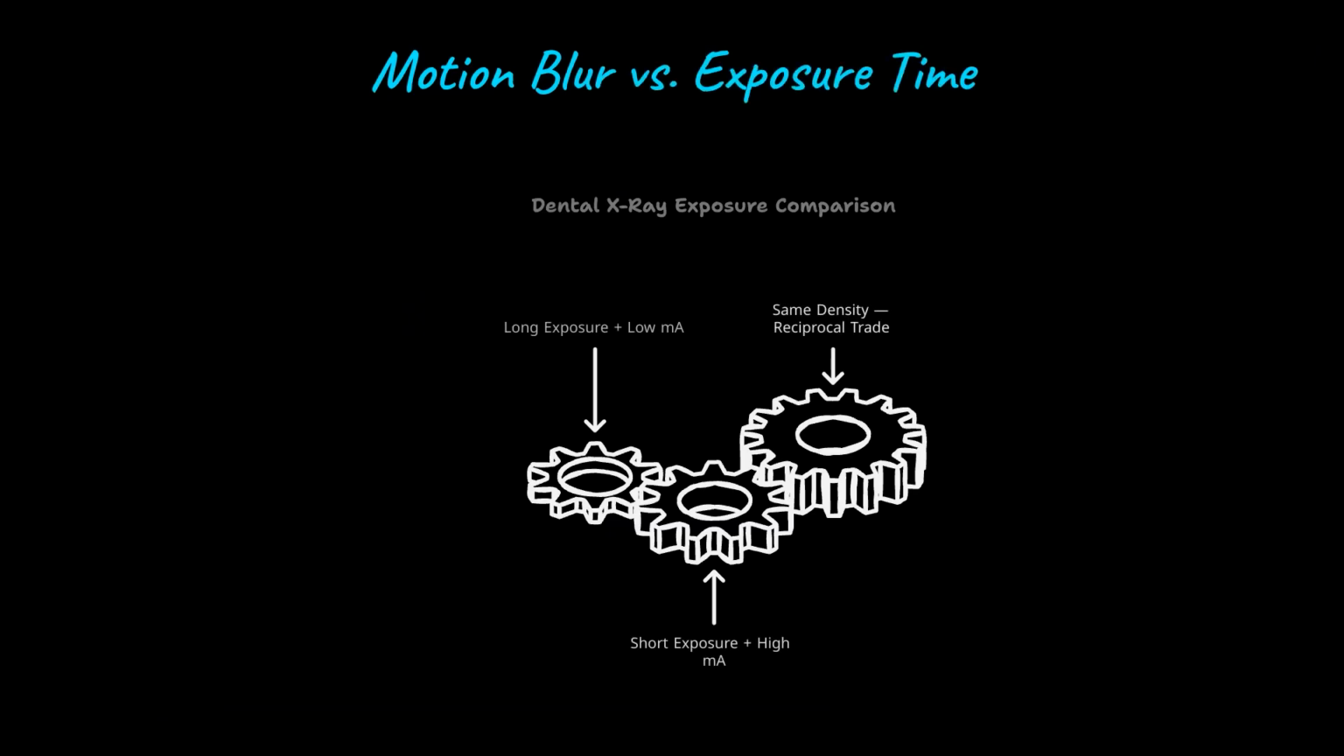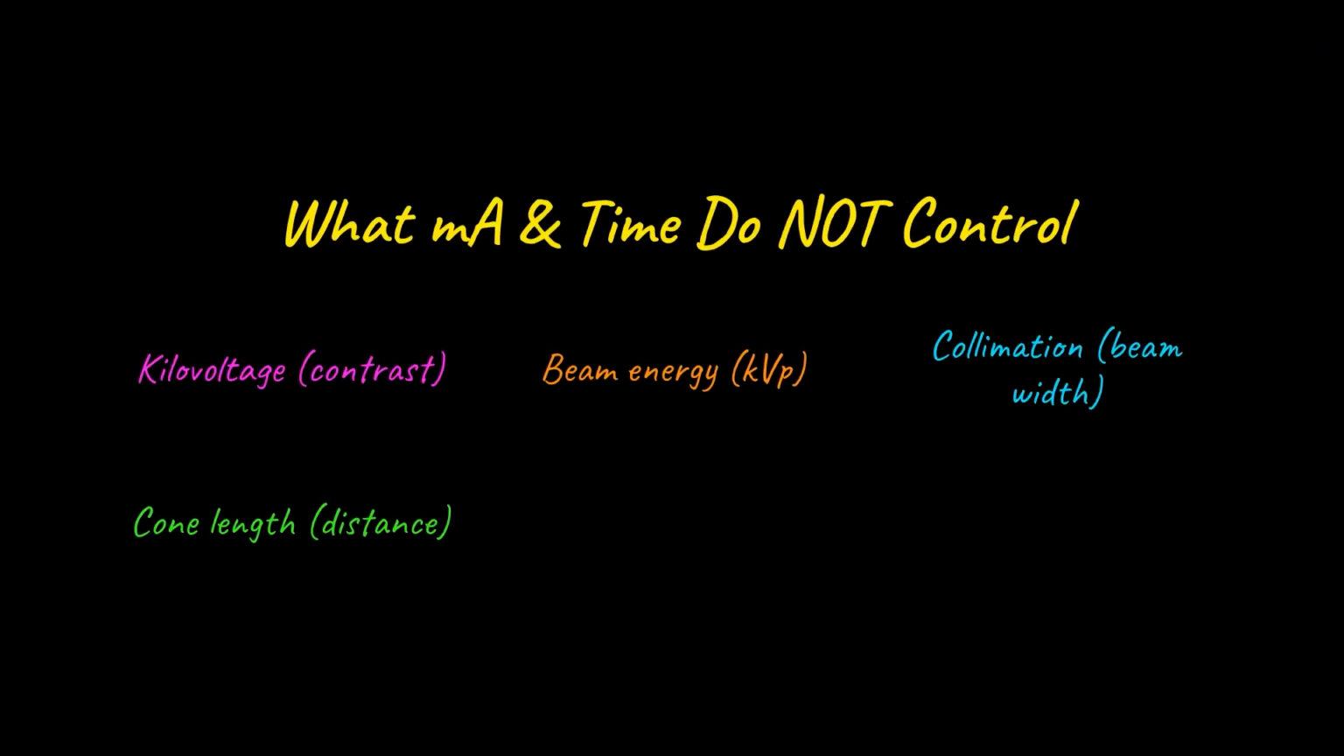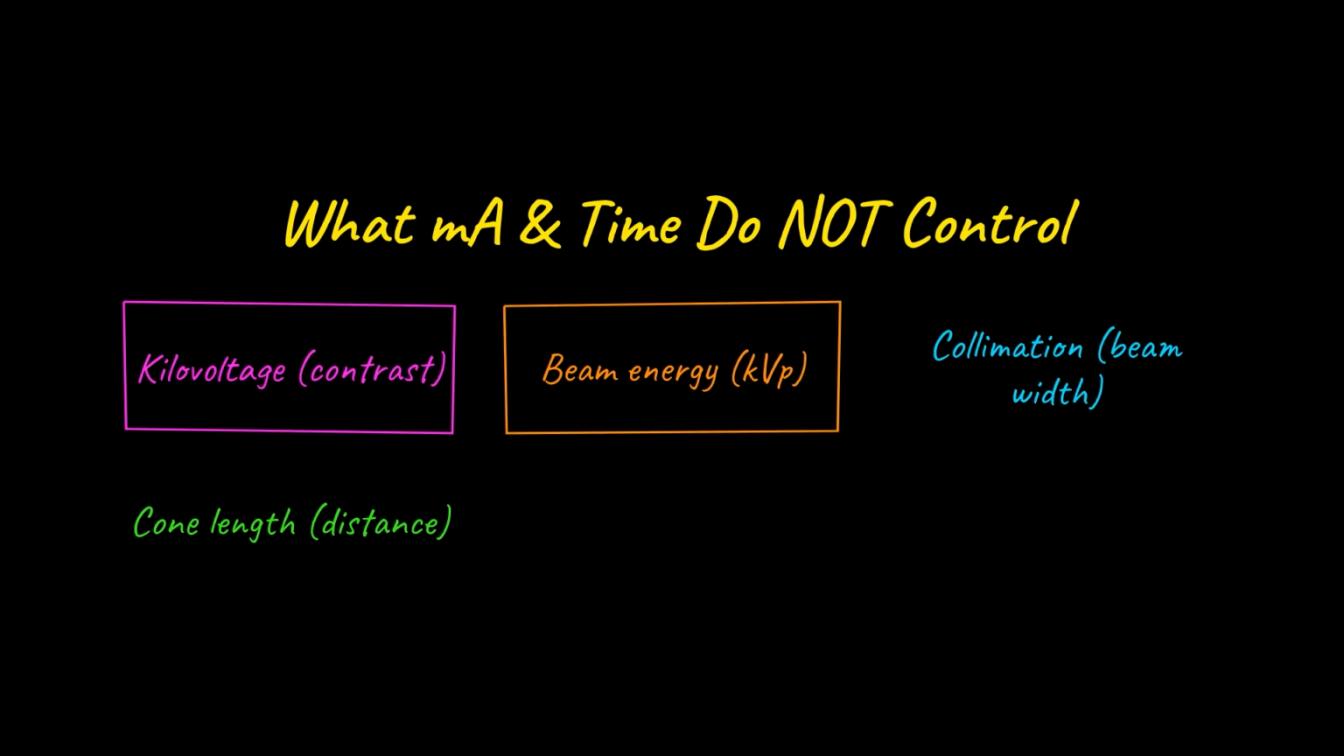A high milliamperage paired with a short time deposits the same number of photons as a low milliamperage over a long time. This reciprocal trade gives operators flexibility to shift between combinations without changing the final image density. The clinical payoff is sharpness. A longer exposure leaves more time for patient movement to blur the image. By raising milliamperage and proportionally shortening the time, the operator keeps density constant while narrowing the window in which motion can register. The reciprocal trade lives entirely within the density pairing of milliamperage and time.